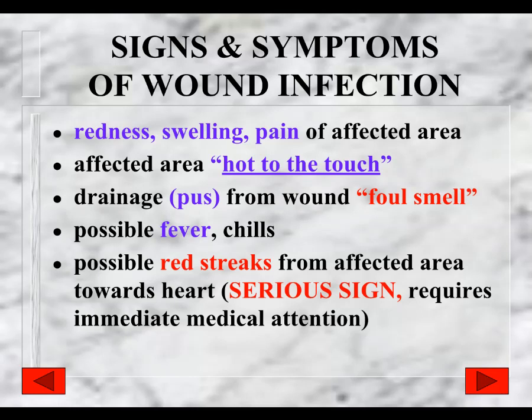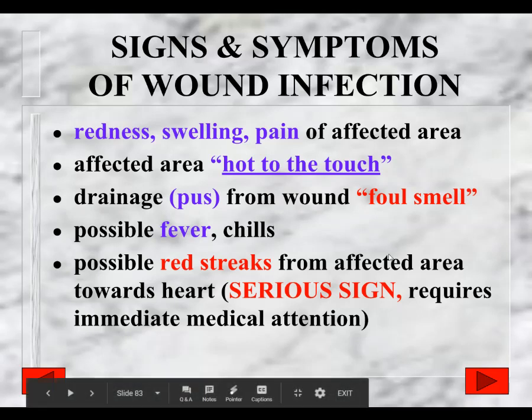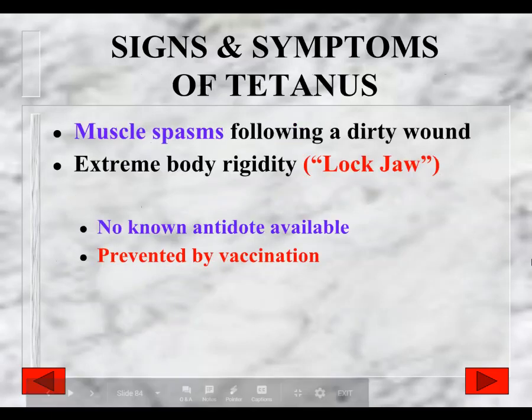It shouldn't feel hot to the touch. It shouldn't smell funny. It shouldn't have purulent or pussy drainage. It shouldn't have green drainage. You shouldn't have fever or red streaks. And any wound that has red streaks radiating from it in any direction, especially towards the heart, is very dangerous and needs medical attention. That generally means that the infection has definitely spread to the bloodstream.